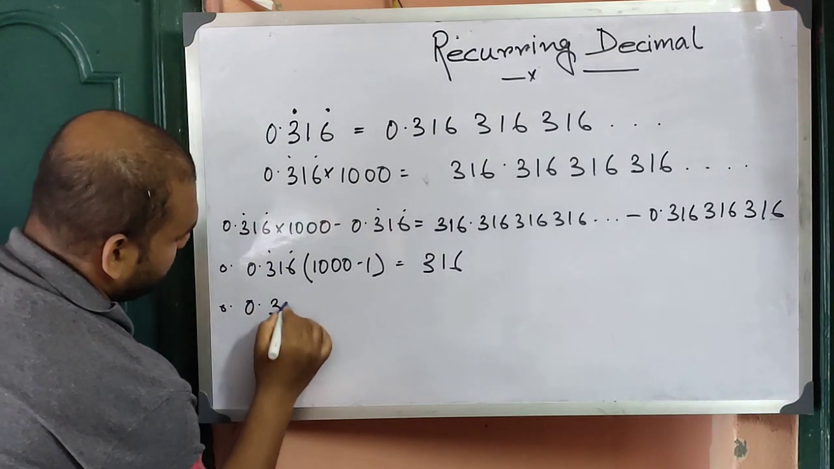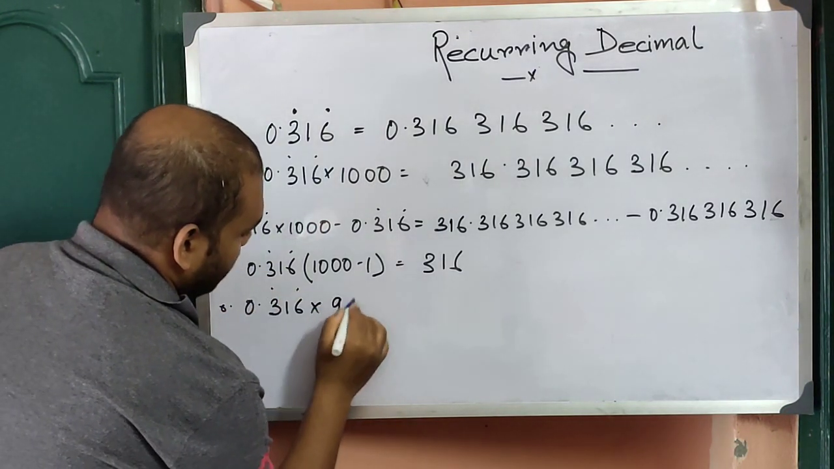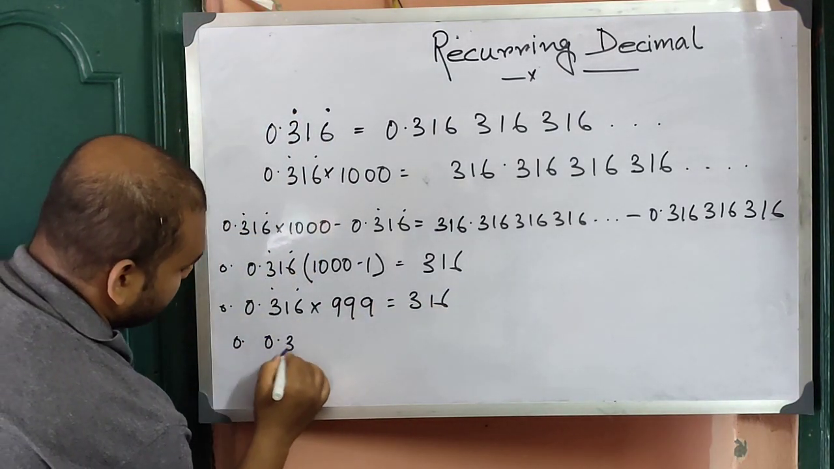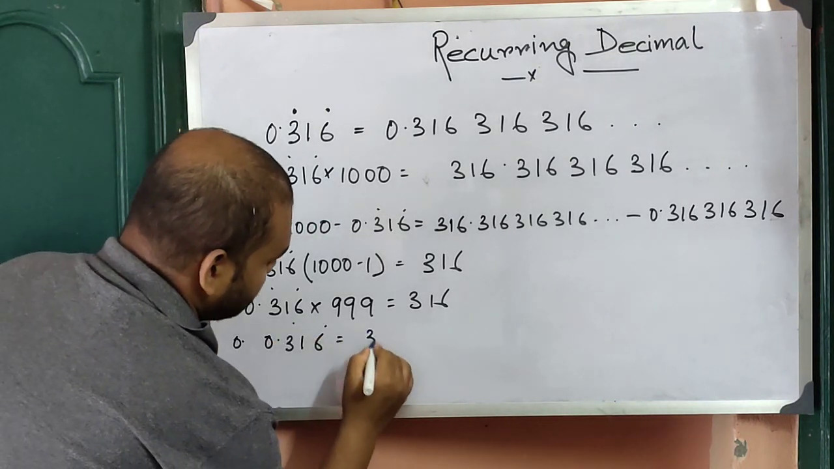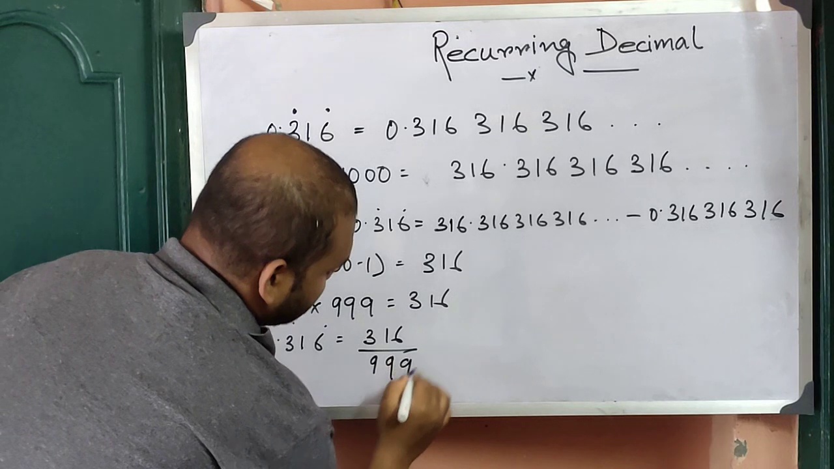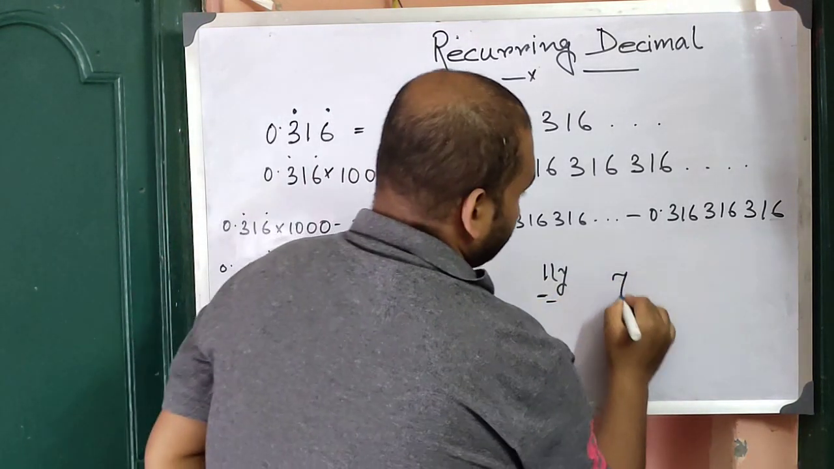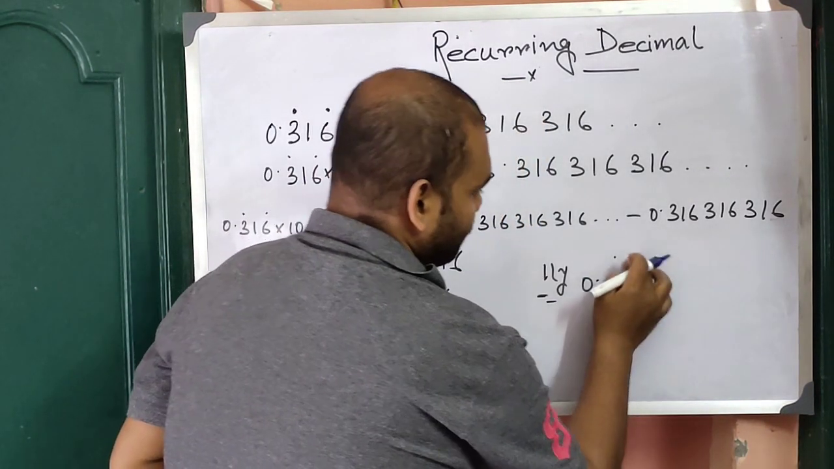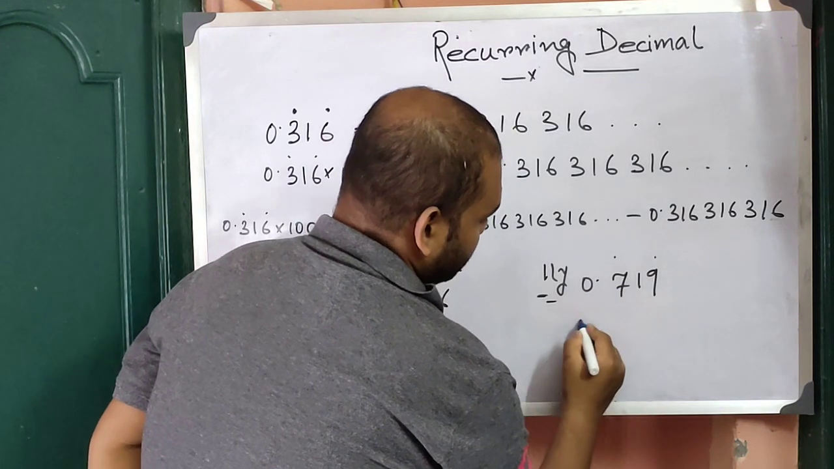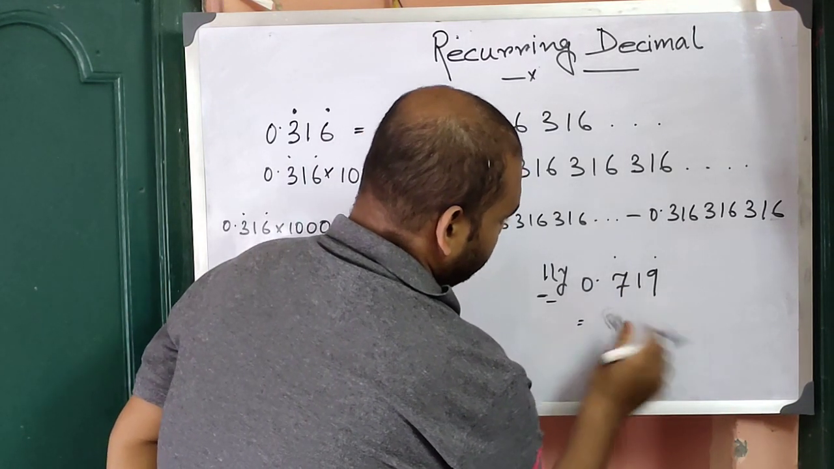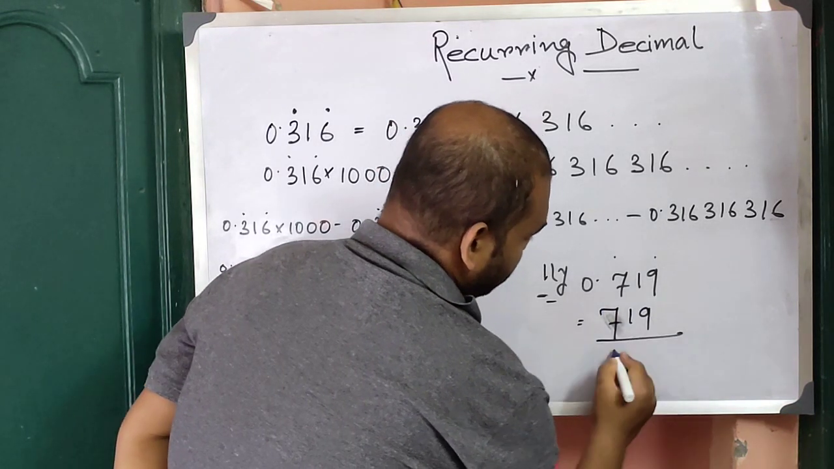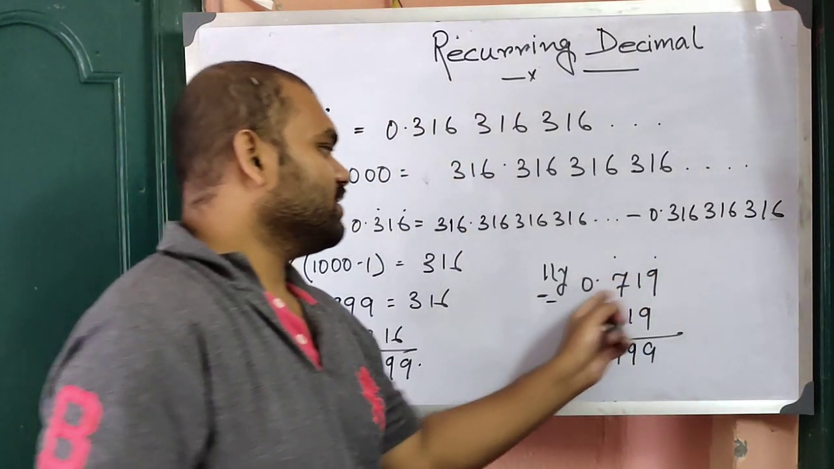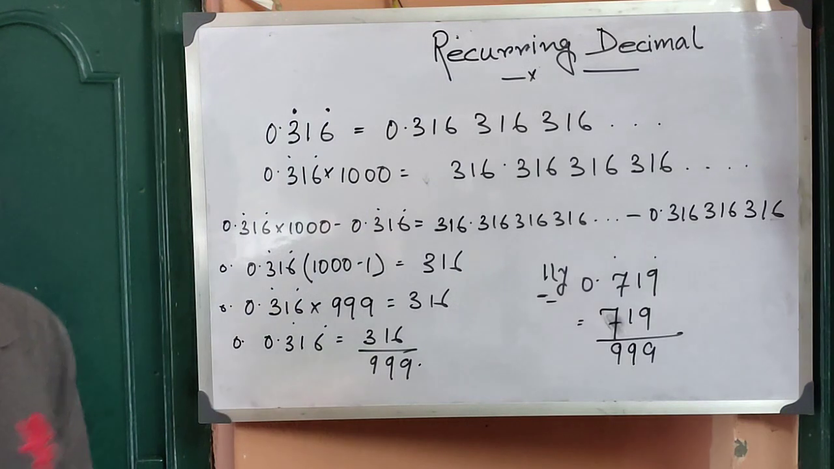So 0.316 into 999 will give you 316. Like that, 0.316 recurring can be written as 316 by 999. Similarly, you can write, suppose, 0.719 recurring. This recurring means the total part after the point is recurring. So all 3 digits are recurring, so it will be 719 by how many nines are there? 1 2 3. So 3 digits, so 3 nines, because all of these 3 are recurring. This is the very simple way.